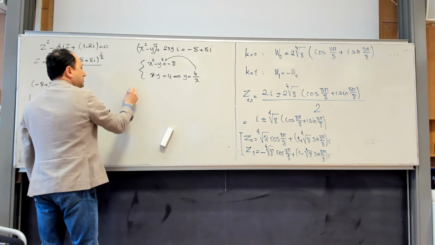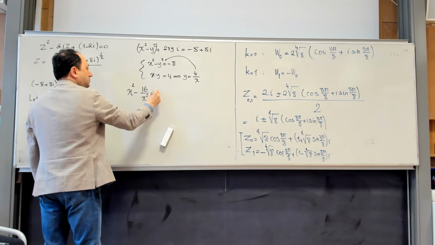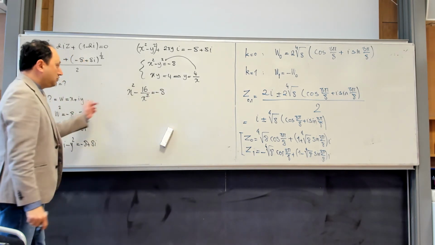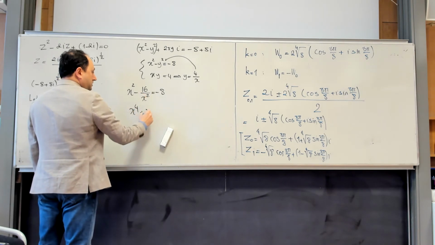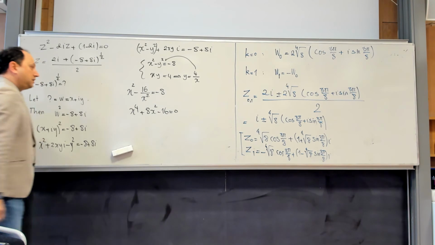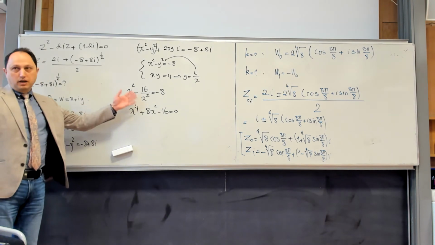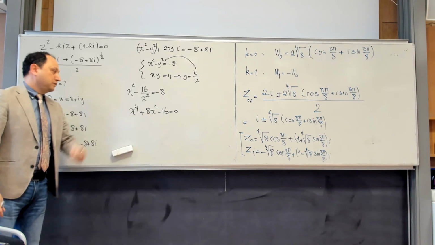So it becomes x to the power of 2. I raise it to power 2. 16 over x squared is equal to minus 8. And then I multiply everything by x squared. I move it to the right hand side. This is my equation. So I multiplied everything by x squared, and then minus x squared, I moved it to the left. It becomes positive.